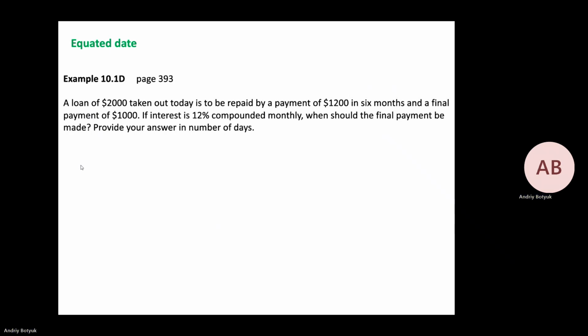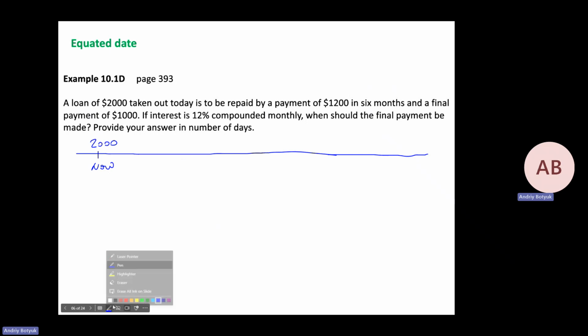Okay, so let's make a picture. What I have is a loan of $2,000 taken out today, so now $2,000 is to be repaid by a payment of $1,200 in 6 months and a final payment of $1,000. If interest is J12, 12%, it means what? I is 0.01, right?